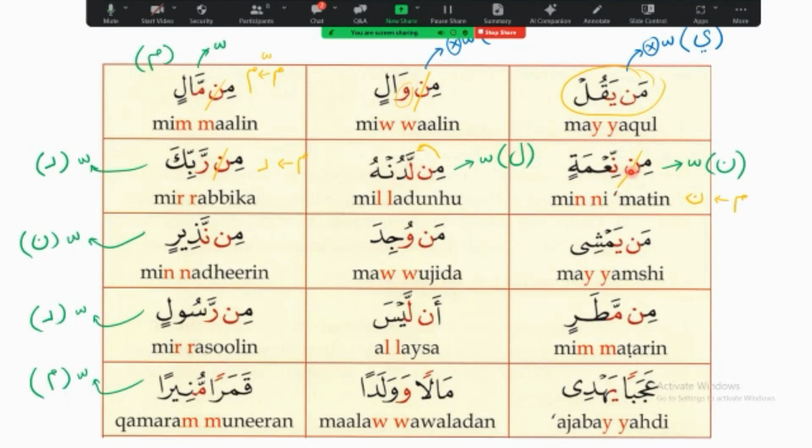Here, after noon sakin on the noon letter, you see a shadda symbol. But in this example, you do not see a shadda symbol after the noon sakin on the ya letter, right? So, by just looking at all of these, we can sum up something. We can conclude something, which is what I would want to mention to you.